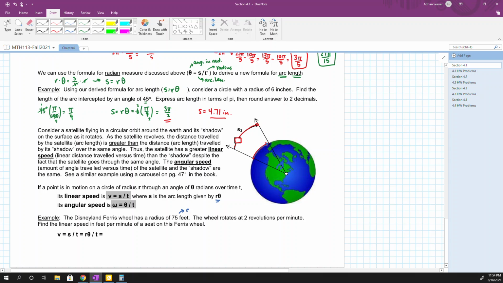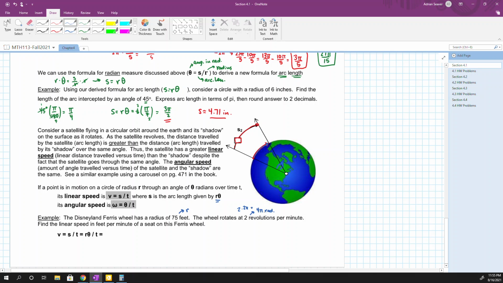So v equals s over t, right? That's our linear speed formula. Well, s we said was r theta. I know r. I have to figure out what theta is. Well, 2 revolutions per minute. What is 2 revolutions? In degrees, you'd think that's 360 times 2, so it'd be 720. But in radians, that's 2 pi twice. So that'd be 4 pi. It's really 2 times 2 pi, right?